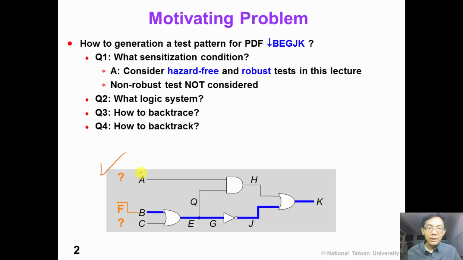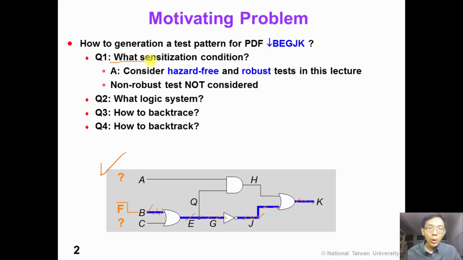Given this circuit, suppose that your manager asks you to generate a test pattern to detect the path delay fault B, E, G, J, K, which is highlighted in blue color. What are you going to do? Before we can propose a good algorithm, we need to answer 4 questions.